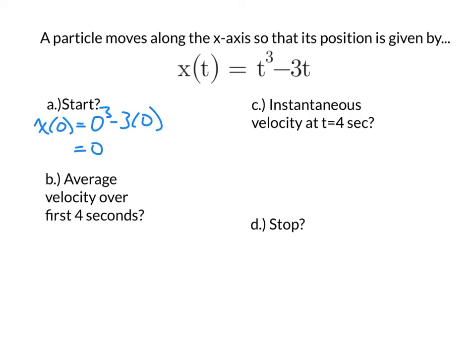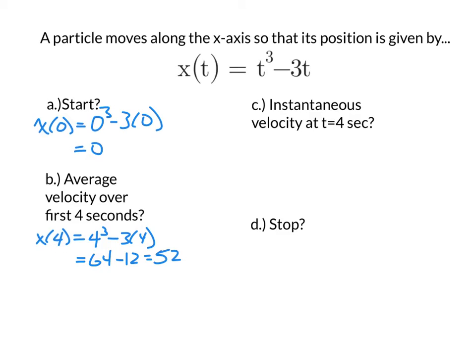In part B, it asks for the average velocity over the first 4 seconds. So all we need to know is distance over time. How did its position change from where it started to the 4th second? So we also have to find out what x of 4 is. Plugging that in, we'll have 4 cubed minus 3 times 4. So that's 64 minus 12, which is 52. 52 is not the average velocity, that's just its position at the end of 4 seconds.